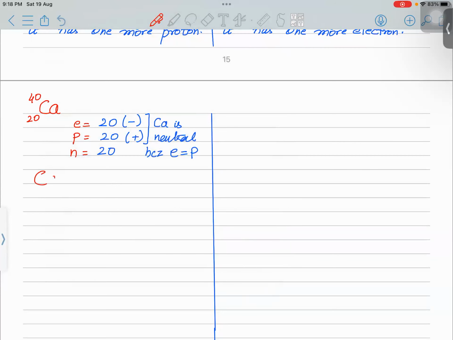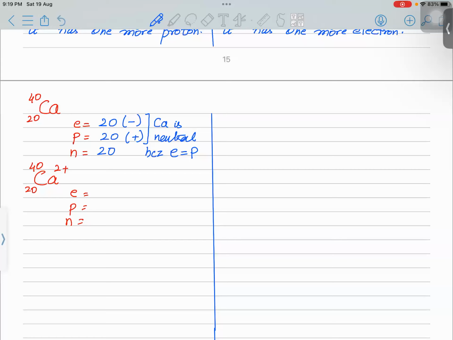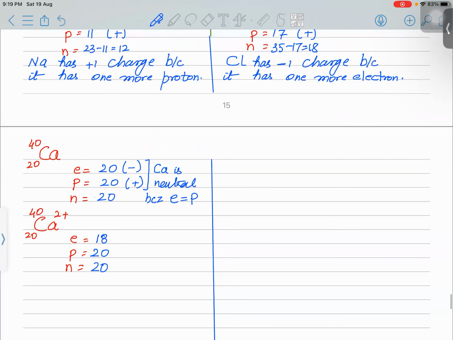Now calcium 40, 20, if charge is plus 2. Electrons will be 18 because 20 minus 2 is 18. And protons 20, and 20 neutrons. So which one is greater? The protons, the positive charge.